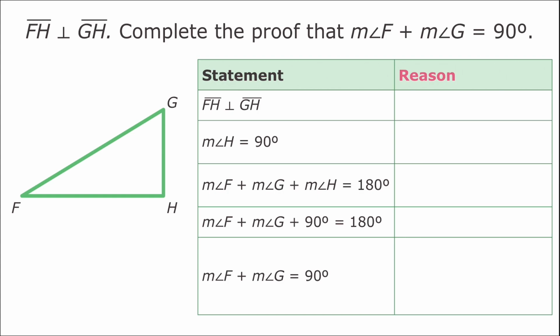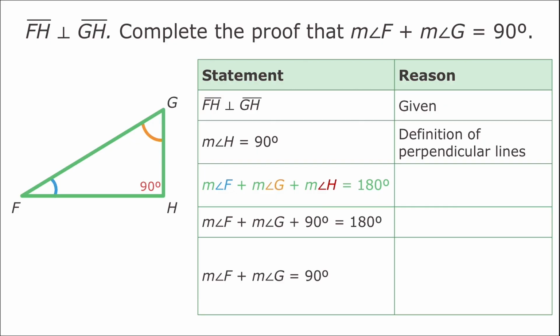The first statement in our proof says, FH is perpendicular to GH, which is given in the problem statement, so we'll put given as the reason for this statement. Usually a proof will start off with something that is already given in the problem statement or diagram. The next statement says that the measure of angle H is equal to 90 degrees. This is exactly what it means for FH and GH to be perpendicular, so our reason is the definition of perpendicular lines.